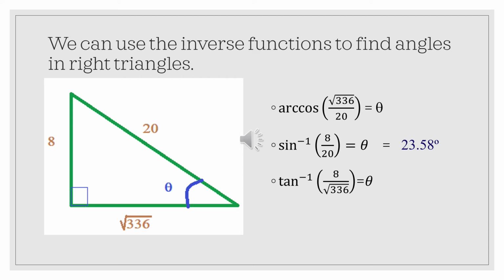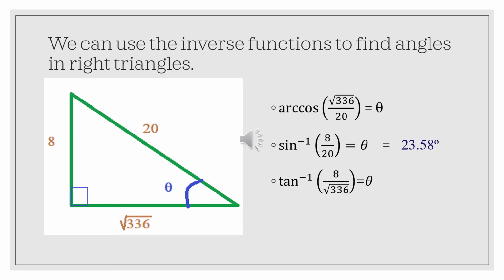By the way, if you type any of these in your calculator, and your TI graphing calculator is going to use the inverse function notation, it's going to have buttons with a little superscripted -1, you will get 23.58 degrees if you're in degree mode.